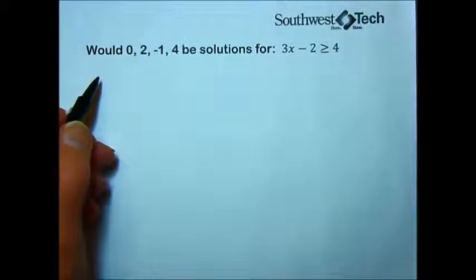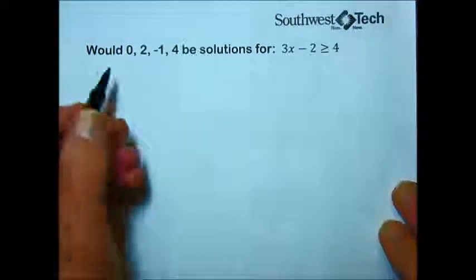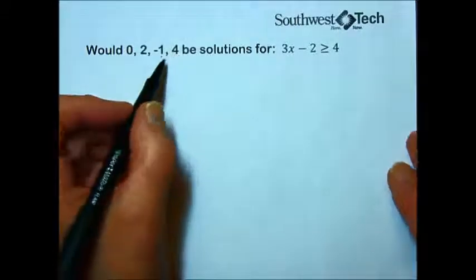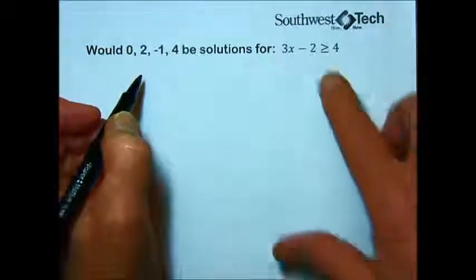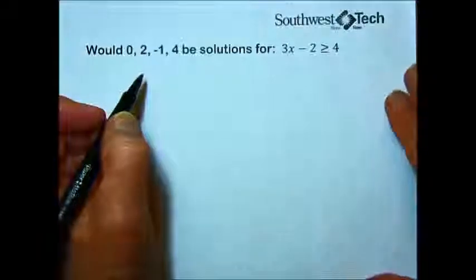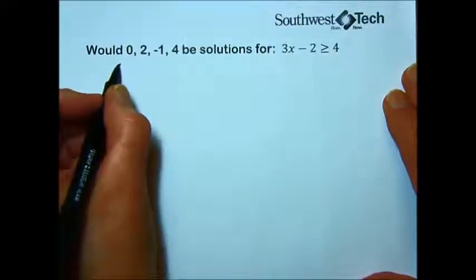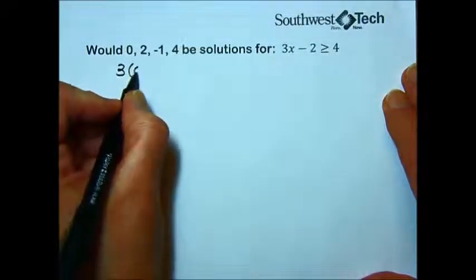The set of all solutions, and that's what's unique to an inequality, is that there is more than one answer, is called a solution set. Let's take a look at this problem. They're asking us, would any one of these numbers be solutions for this inequality with a greater than or equal to? So we're going to plug in values for the x.